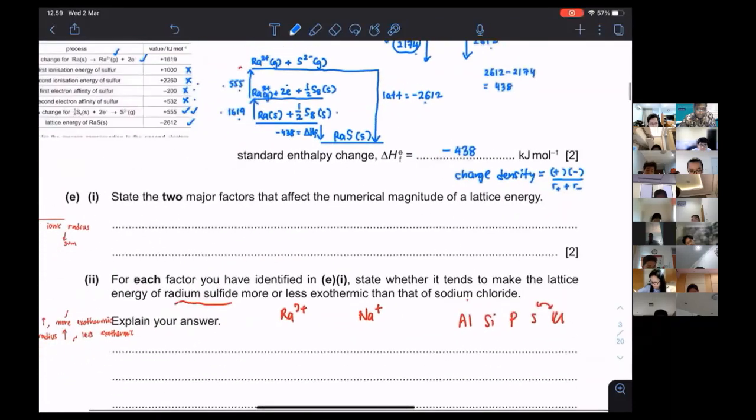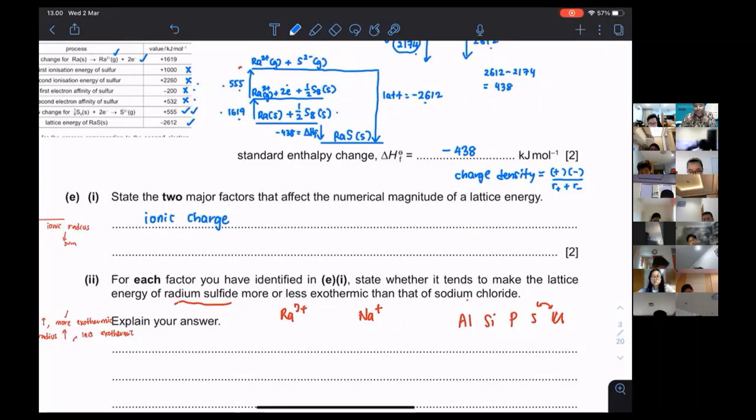So when they say state the two major factors, if you just write down charge and radius, it's okay, but it is not the same as the marking key. Our aim of doing past year papers is to make our answer similar or closer to the marking key so that we can get the marks. So instead of just putting charge, we need to put ionic charge. Please remember ionic charge.